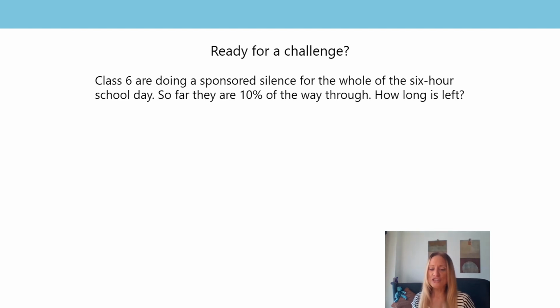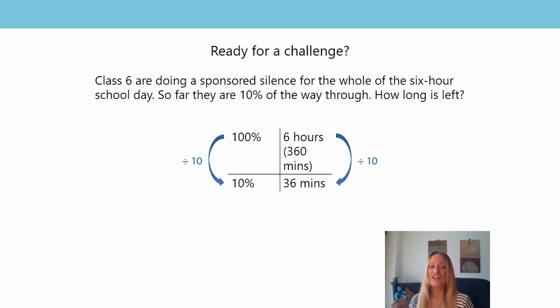Fantastic. So did you do a ratio table where you showed that 100% was 360 minutes? And we've just said, haven't we, that 10% is the same as 0.1, which is a tenth. And so to find a tenth, we divide by 10. So if we divide 360 by 10, we have 36 minutes. Fantastic. Oh, I don't know why that was a challenge.